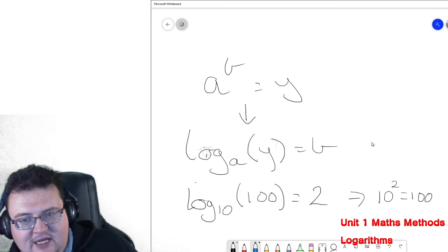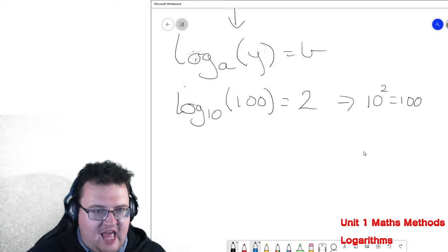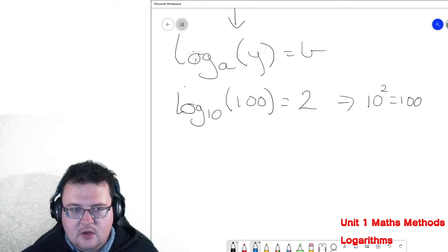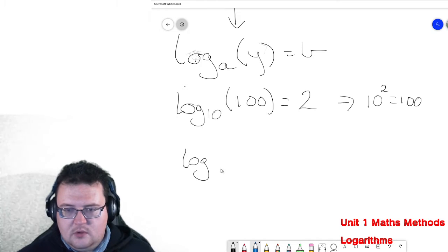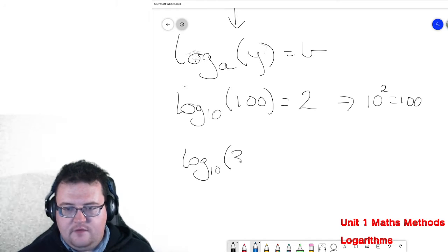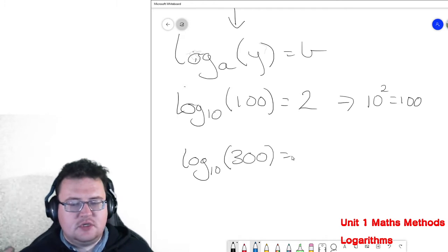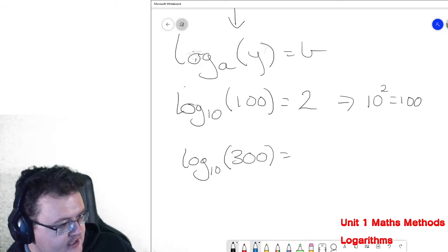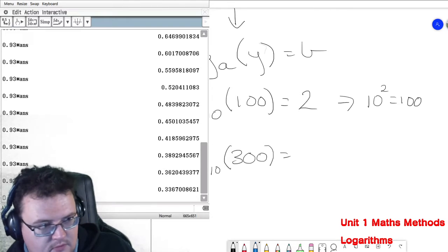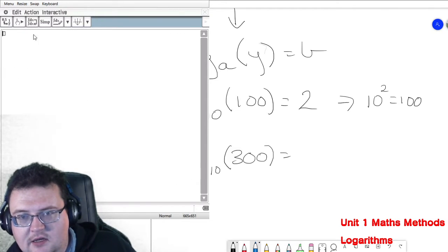Now, the thing is that this works for even weird numbers. So, for example, if I wanted to work out log 10 of 300, all right, I can use my CAS to do that. So let's turn on the CAS. There's me doing some other stuff.